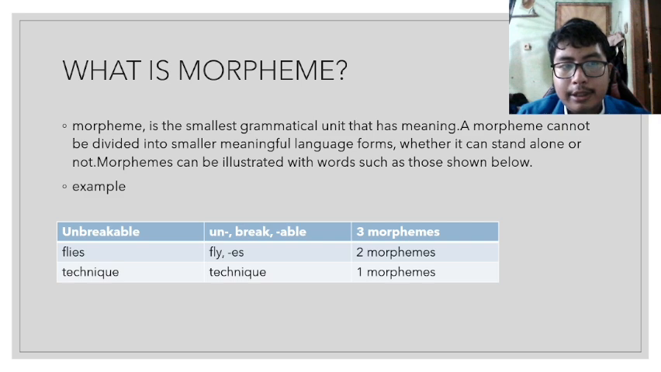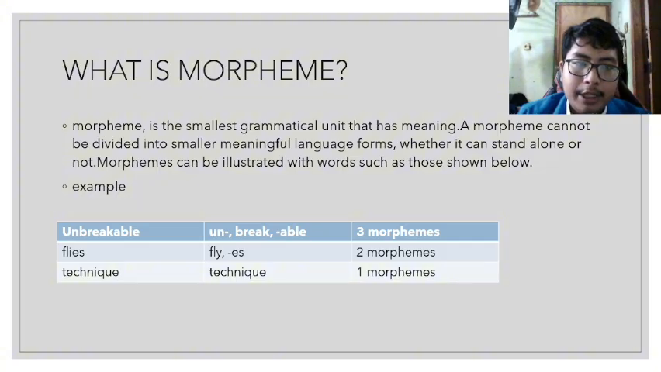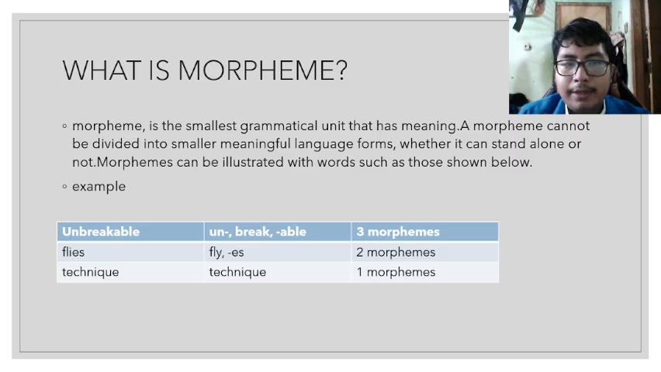For example, unbreakable. It has three morphemes. That's un, break, and able. Flies has two morphemes. It's fly and s. Technique only has one morpheme.